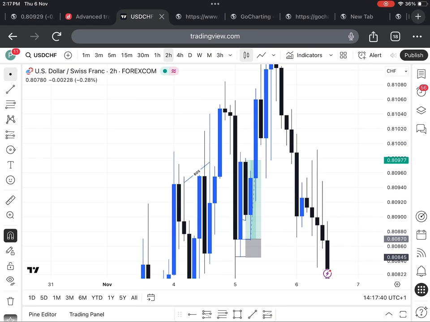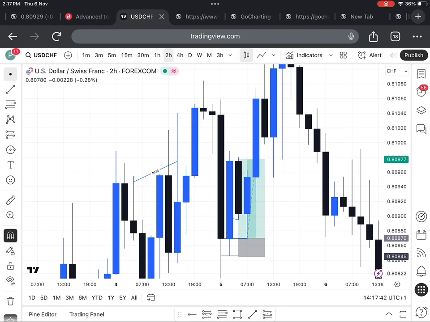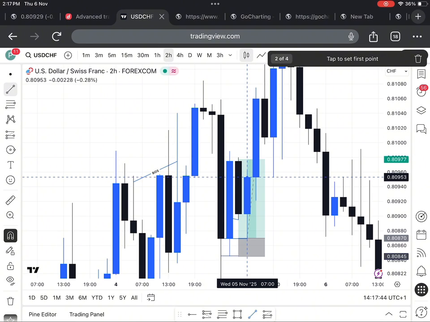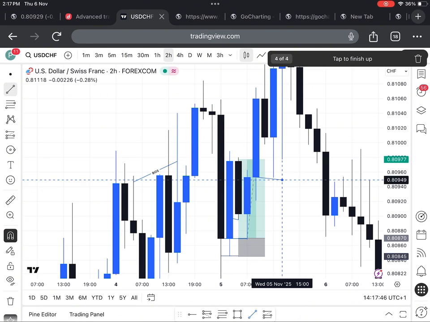So beautiful. As price hit our TP, price came back to a key level, came back to an open close again.